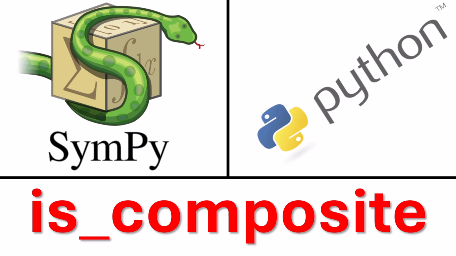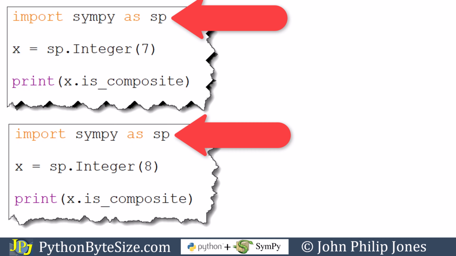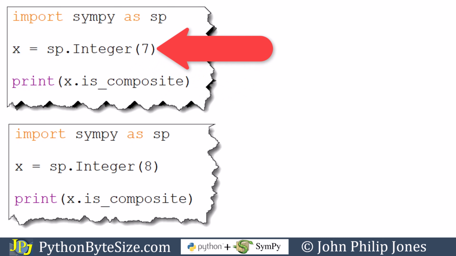In this video, I'm going to take a look at the isComposite property of the SymPy module. We can see we have two computer programs on this slide. You can see for both programs we're importing SymPy as SP. On this line, a variable x is created that is a SymPy integer that takes up the value of 7.